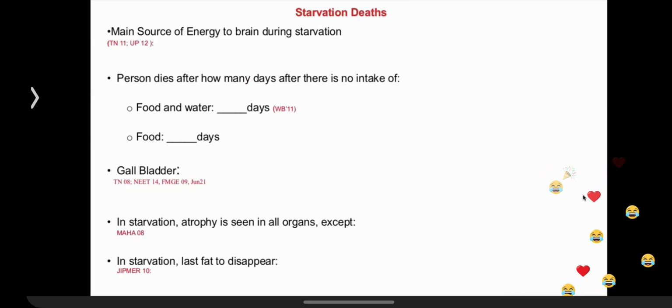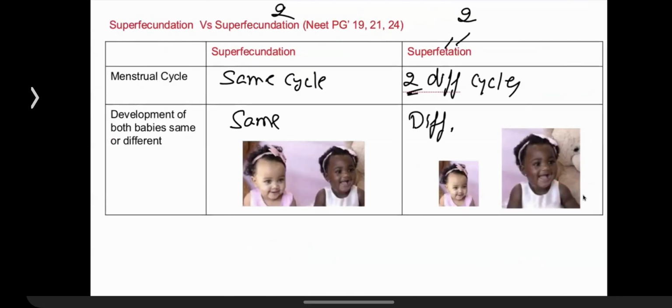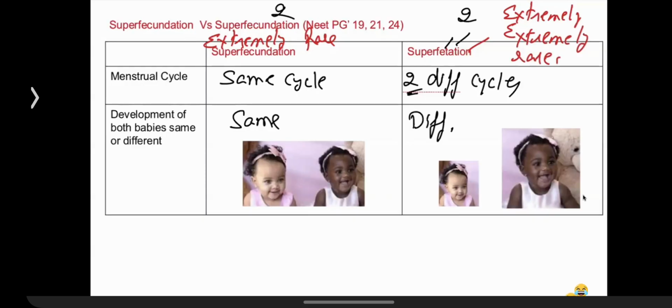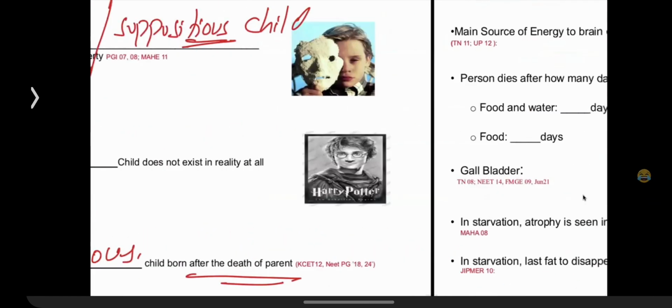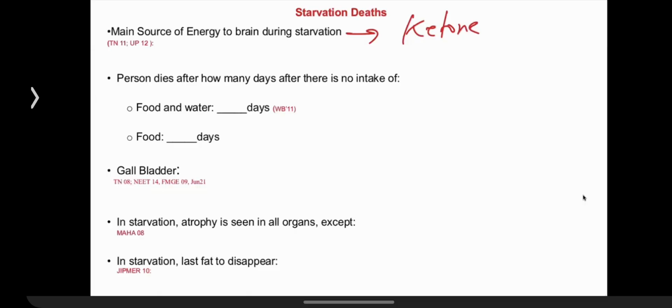Okay, the main source of energy to brain during starvation is, tell me. So please remember, superfecundation is extremely rare and superfetation is extremely rare. Understood? Superfecundation is extremely rare, and superfetation is extremely rare. Ketone bodies.